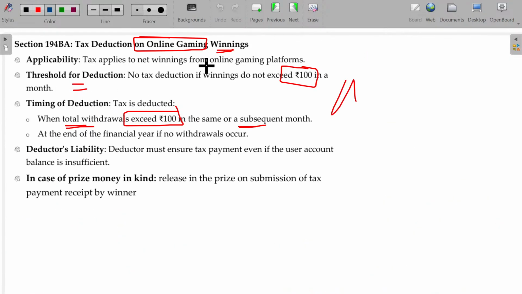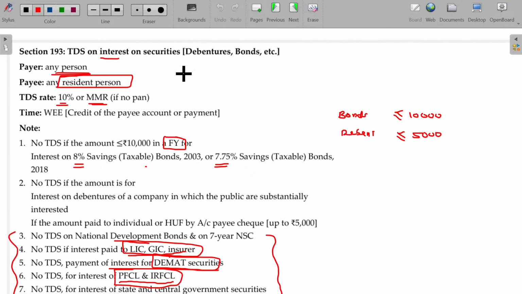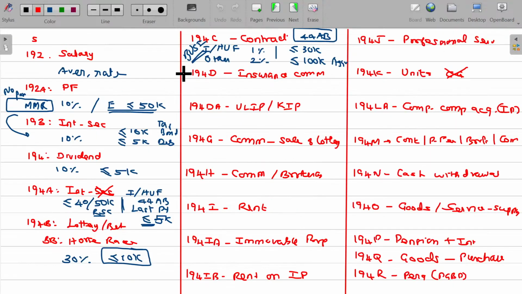Now let's go for 194D. D is insurance, very simple. The limit is 15,000 and the rate is 5%. The payer being an insurance company, the recipient being the insurance agent. So 5%, and for less than or equal to 15,000 rupees, not taxable. Clear?